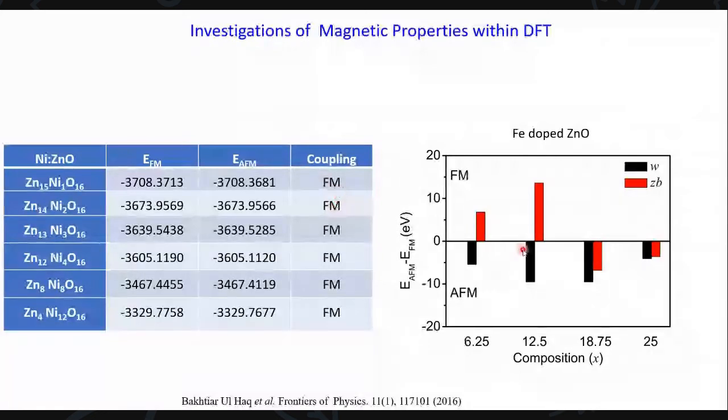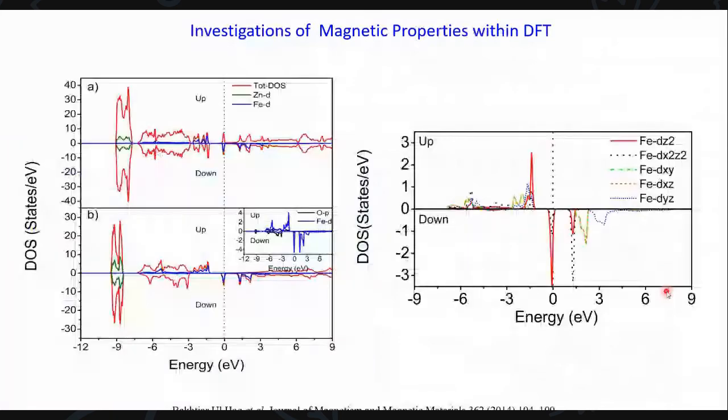materials. Like here we studied for nickel doped zinc oxide, the ground state coupling, and here is the ground state coupling for the iron doped zinc oxide. These are the spin polarized density of states. One can check the arrangement of the orbitals or the states for up spin and for down spin like this.